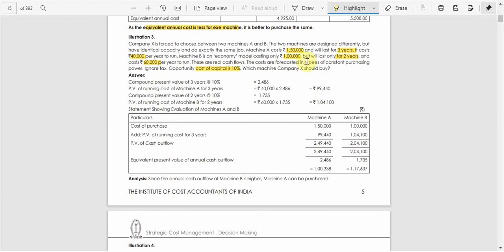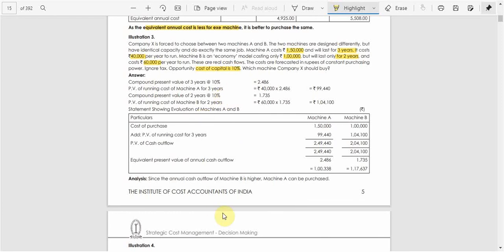So here for the machine A, it is given that 40,000 per year is the maintenance cost. So we need to calculate the present value of running this machine for 3 years. If you do not consider the present value, what happens? It is like 40,000 into 3, it gives 1,20,000. But we need to calculate the present value. So here the cost of capital is given as 10%, right? So we need to calculate the present value.